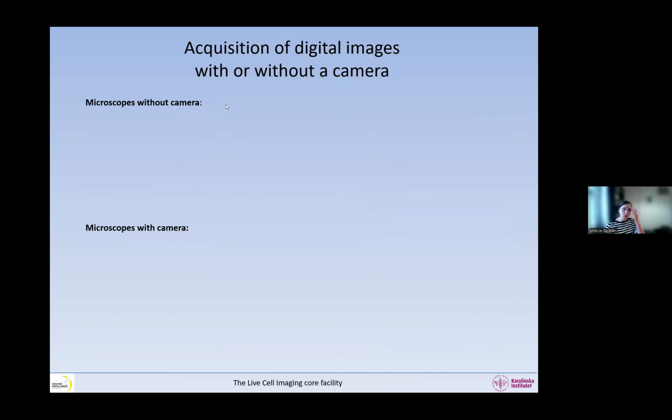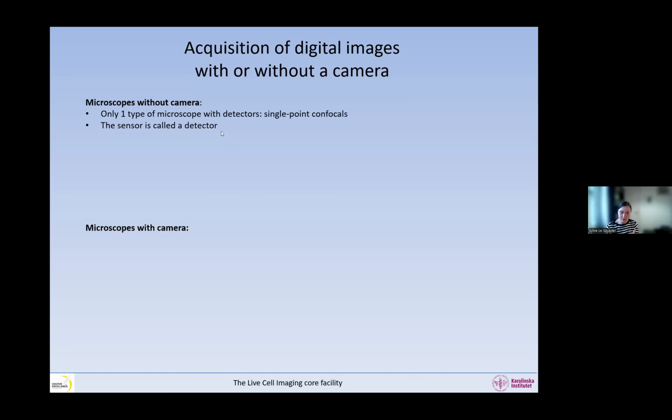So we're going to acquire images with different sensors, with or without a camera, but in any case we're always going to have X, Y, and intensity information. If we have a microscope without a camera, which is only one type, single point confocals, these sensors are called detectors.